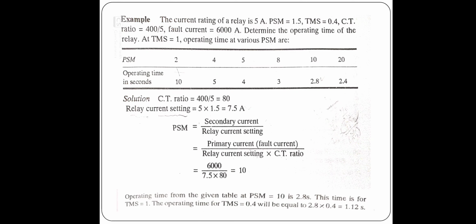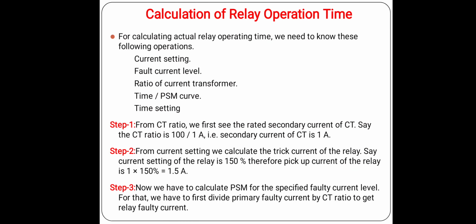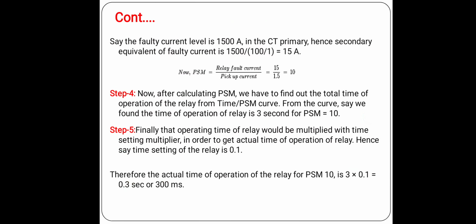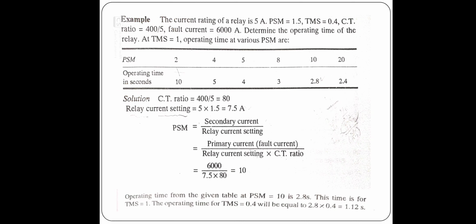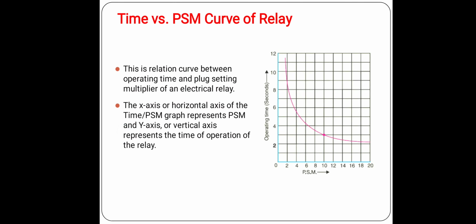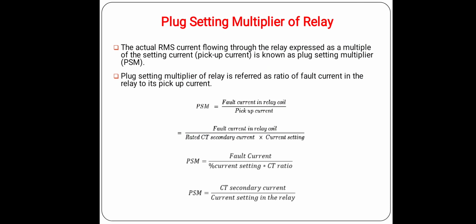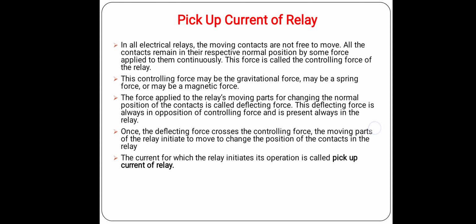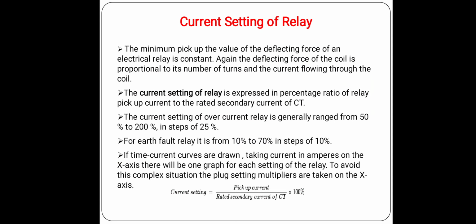Clearly 400 upon 5, this is mentioned. So the secondary current is 5 ampere. Now, next we need to find the current setting value. Here the current setting value will be 5 into 1.5, which is 7.5 ampere, because current setting, coming to the formula, means pickup current upon rated secondary current of CT into 100%.